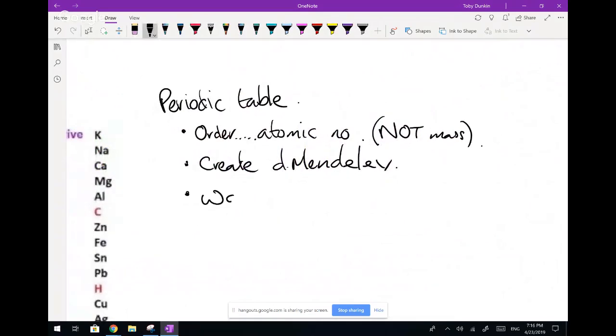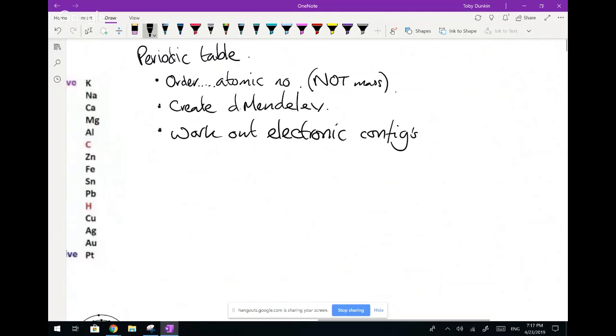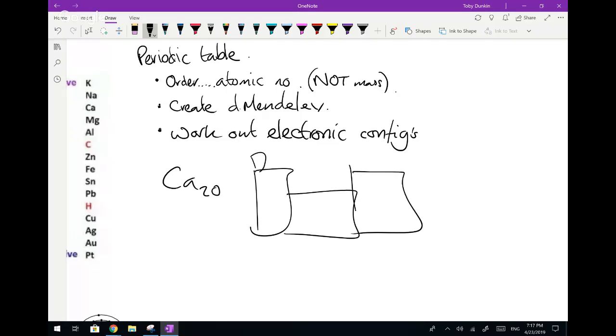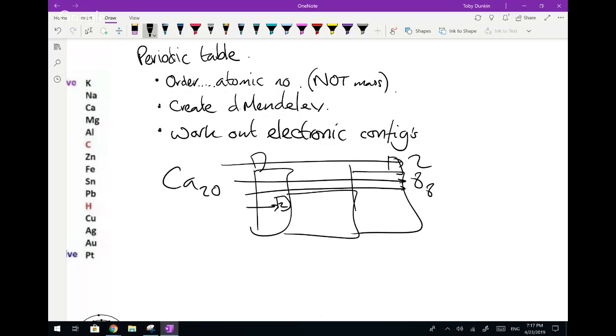You can work out electronic configurations, and you're doing this by reading across the rows. So calcium being 20, when you read across the periodic table, and if I just quickly sketch one, calcium is here, and I go 2, and then I read across the next line, and there are 8 in that line, and then 8 in that line, and then it ends at 2 at calcium. So 2, 8, 8, 2.